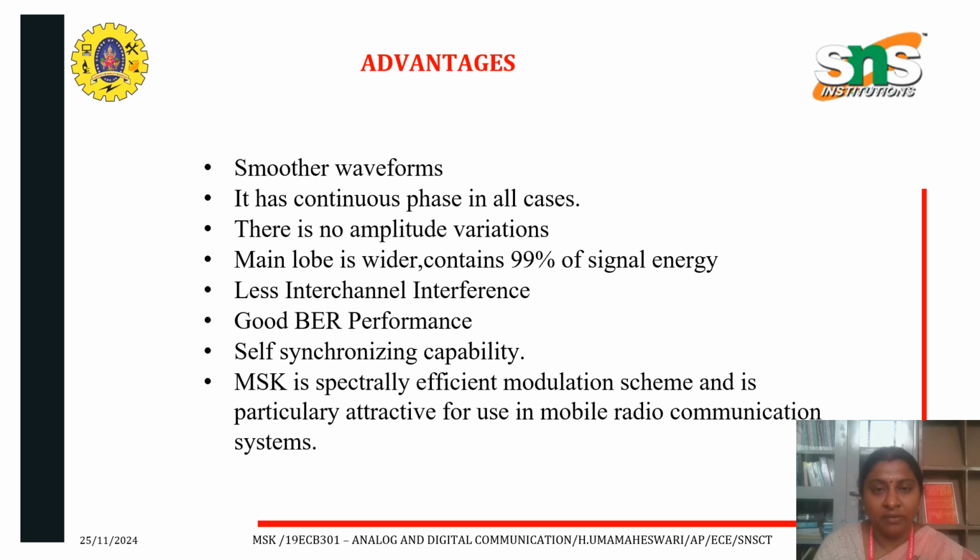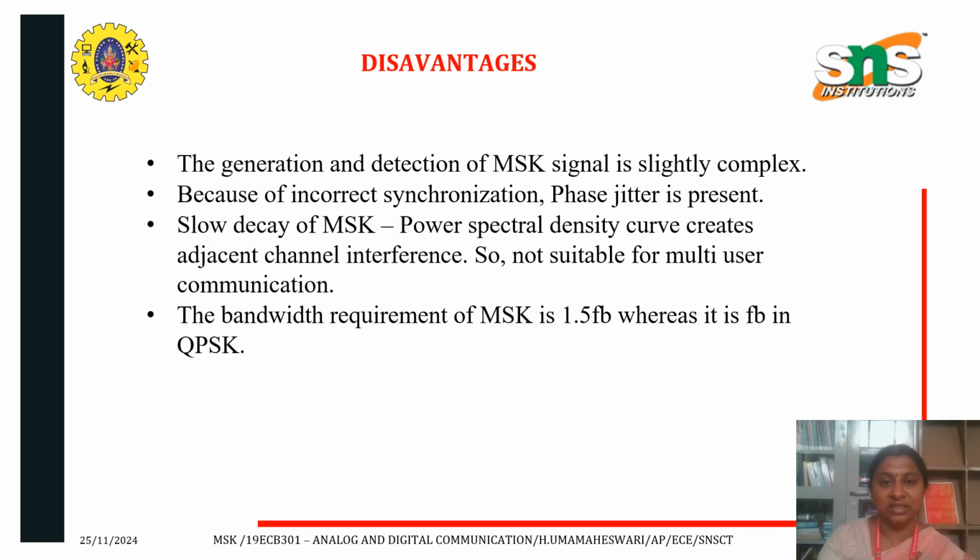The main advantages are that it has smoother waveforms, a continuous phase in all cases, and no amplitude variations. The main lobe is wider and contains 99% of the signal energy. It has less interchannel interference, good BER performance, and self-synchronizing capability. MSK is a spectrally efficient modulation scheme and is particularly attractive for use in mobile radio communication systems. The main disadvantage is that the generation and detection of the MSK signal is slightly complex. Here the bandwidth of MSK is 1.5 fb, where fb is the bit rate, as in QPSK.